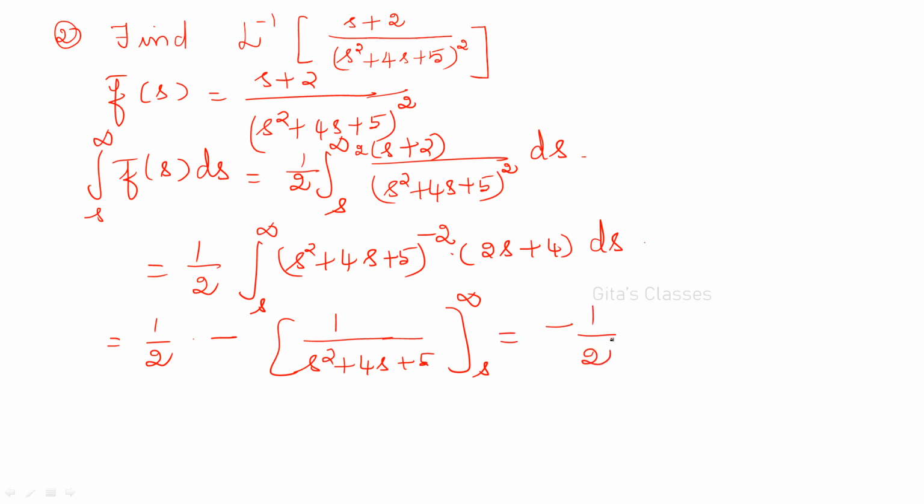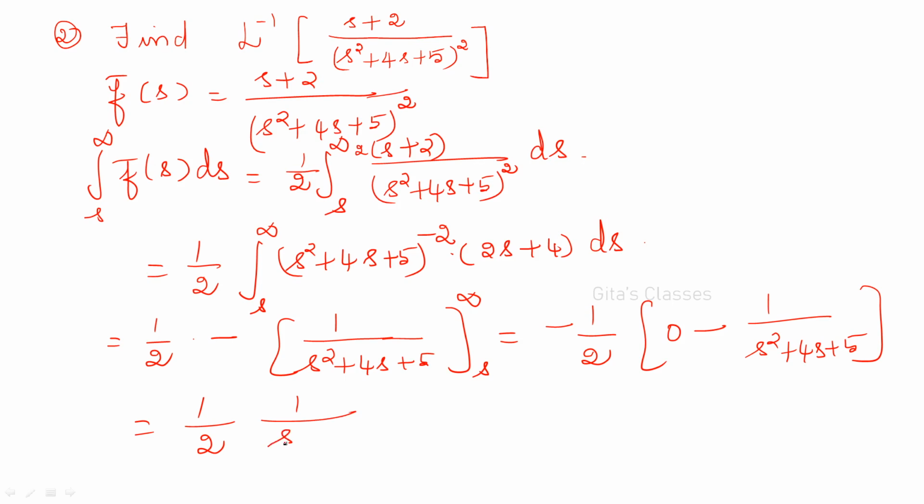So minus 1 by 2 into, when you apply infinity it will become 0. 1 by infinity, that is 0, minus when you replace s by s, the same function. So 1 by s squared plus 4s plus 5. Right? So minus minus, when you take minus inside, it will become plus. So 1 by 2 into 1 by s squared plus 4s plus 5. Right? What is this? Integral s to infinity f bar of s ds is equal to plus 1 by 2 into 1 by s squared plus 4s plus 5.